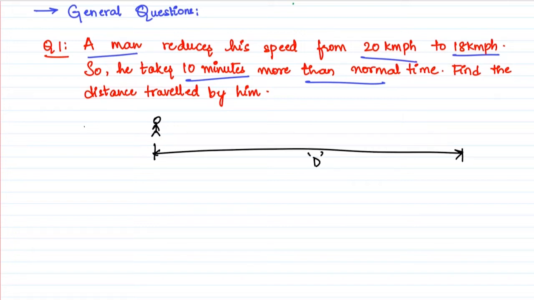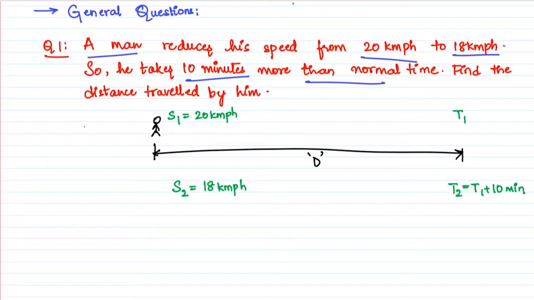Now in the first case, the speed of the man is 20 km per hour, and the time taken by him to finish the distance, let it be t1. Now in the second case, the speed of this man is 18 km per hour, and the time taken by him, suppose, is t2. Now what is the relation between t1 and t2? It is given that t2 is nothing but t1 plus 10 minutes.